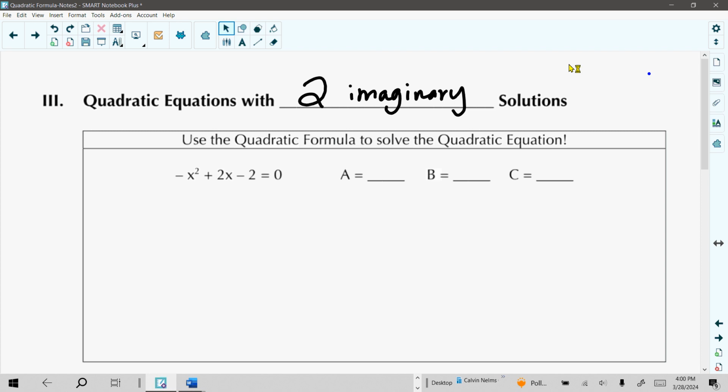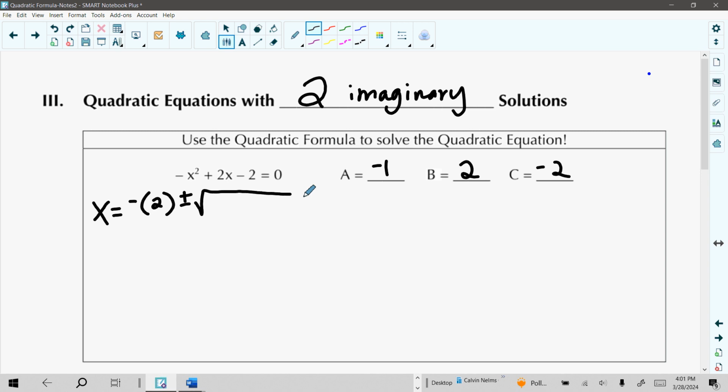So just start off with it equal to 0, like we normally do. We're going to substitute our values for A, B, and C. So A here is negative 1, B should be 2, and C is negative 2. All right, so now we're going to plug that into the formula. The B goes in the parentheses. We have plus or minus the square root of B squared, which would be 2 squared, minus 4 times A, which is negative 1, times C, negative 2, all over 2A. So that's 2 times negative 1.